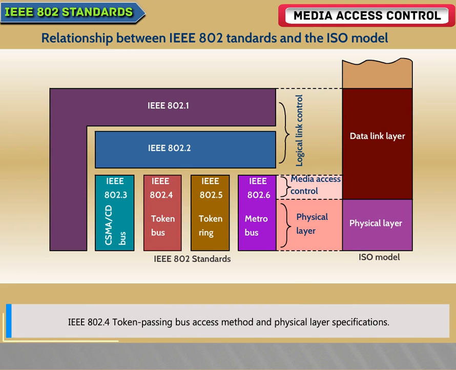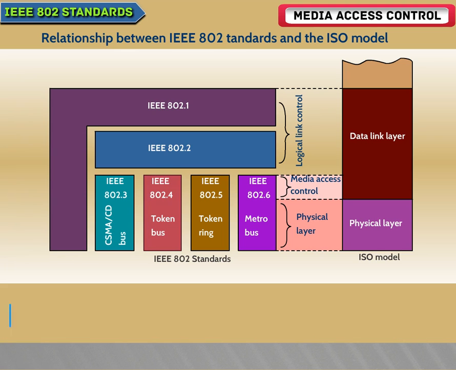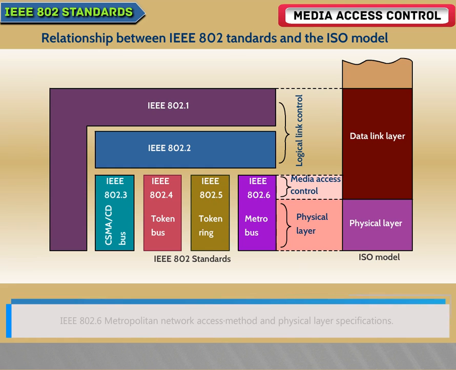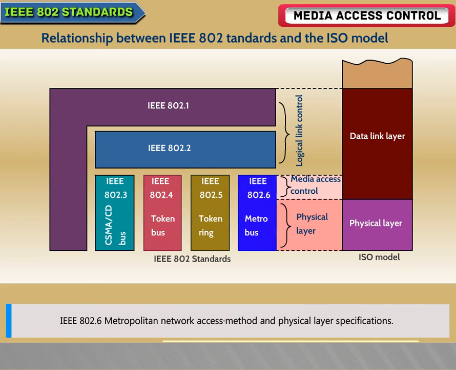IEEE 802.4 Token Passing Bus Access Method and Physical Layer Specifications. IEEE 802.5 Token Passing Ring Access Method and Physical Layer Specifications. IEEE 802.6 Metropolitan Area Network Access Method and Physical Layer Specifications.